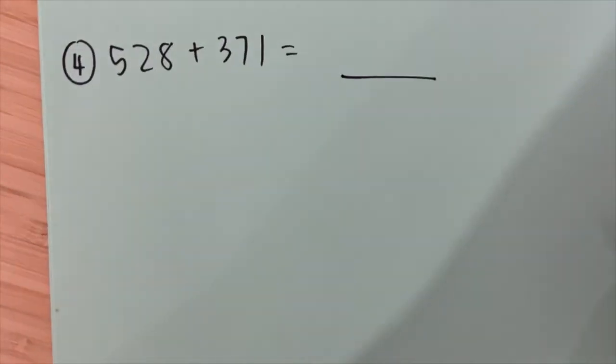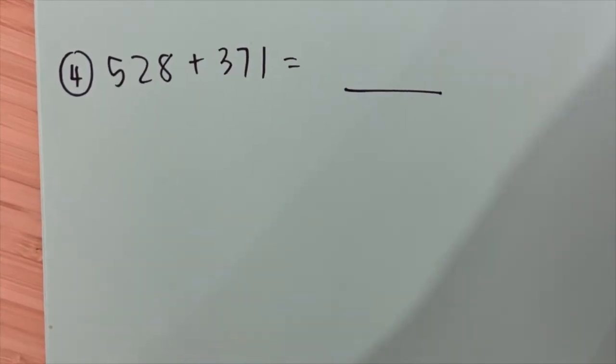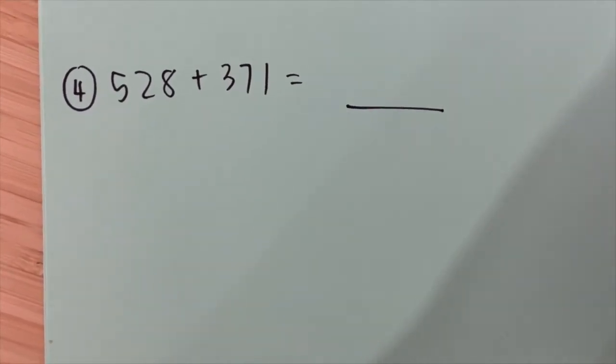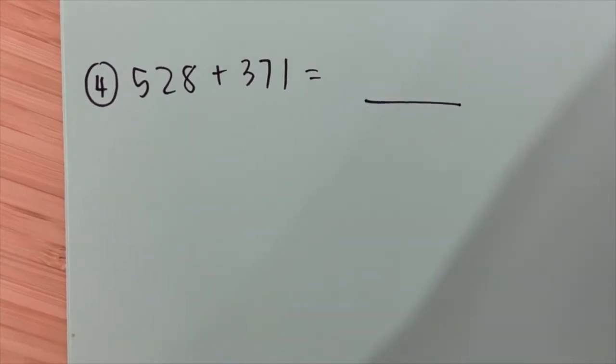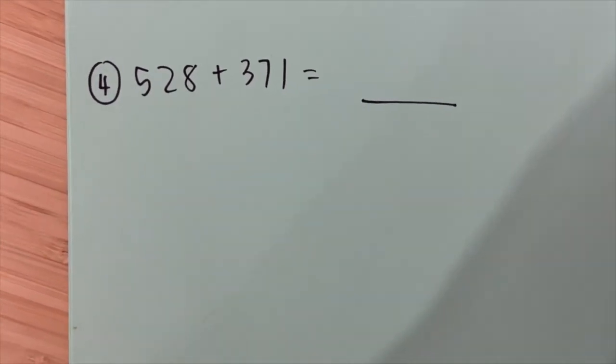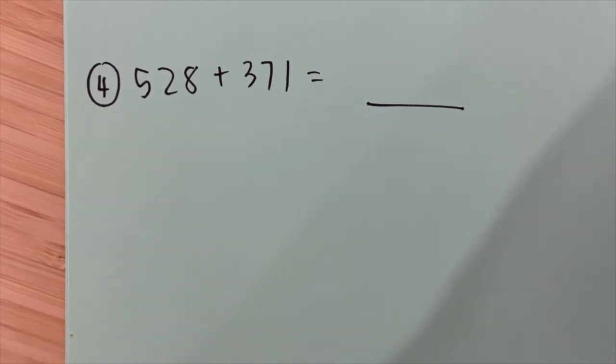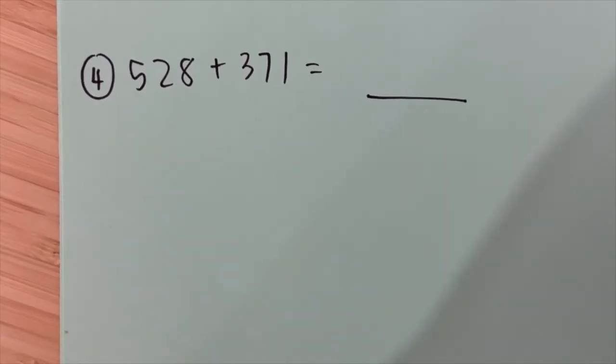Next one, 528 plus 371 equals blank. Write it on your paper, label it, and solve using flats, sticks, and dots. Press pause, and then press play again to check your work.